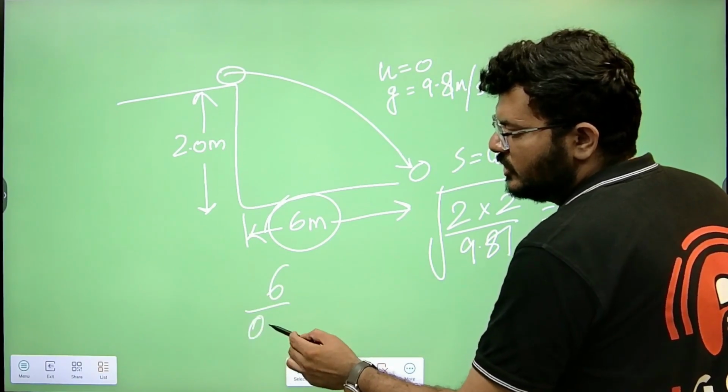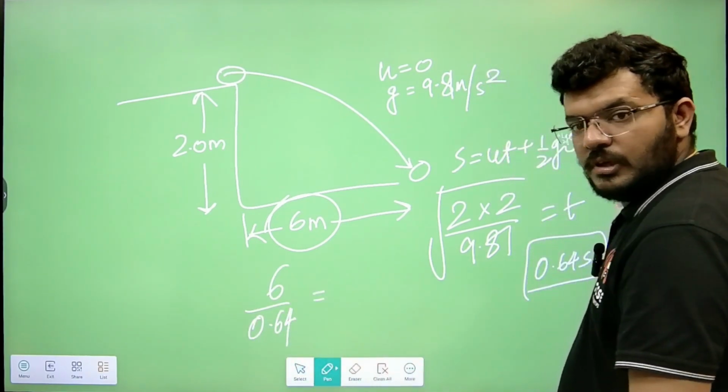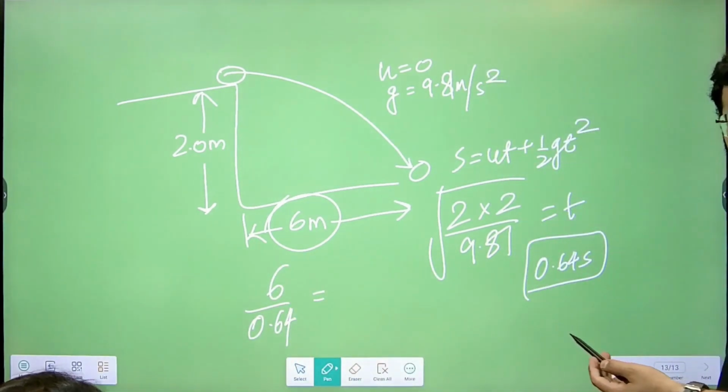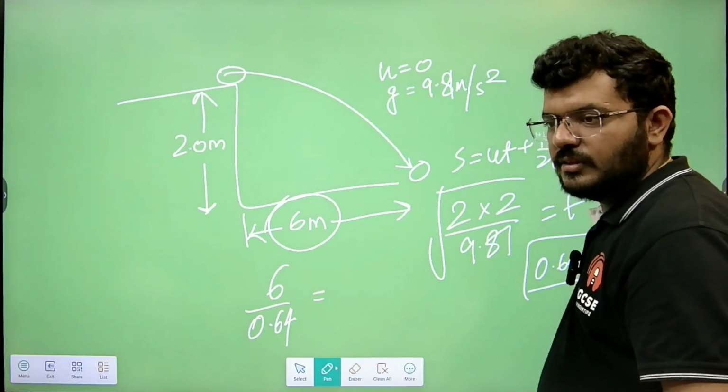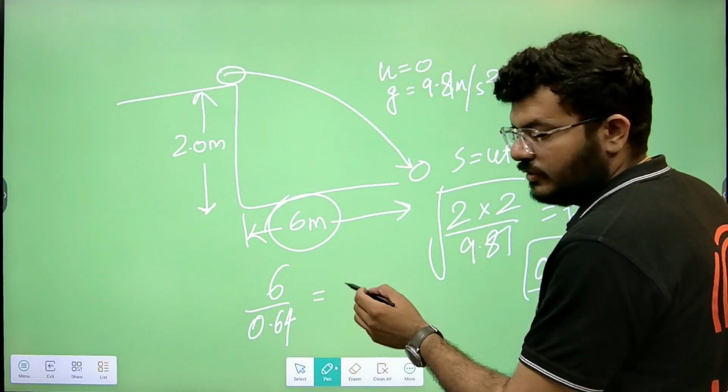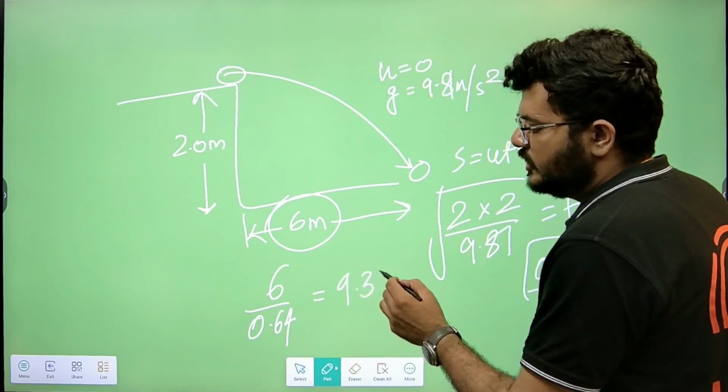The distance upon time. Horizontally he has to cover the same distance in the same time, है ना? What is it? 9.375, 9.37.